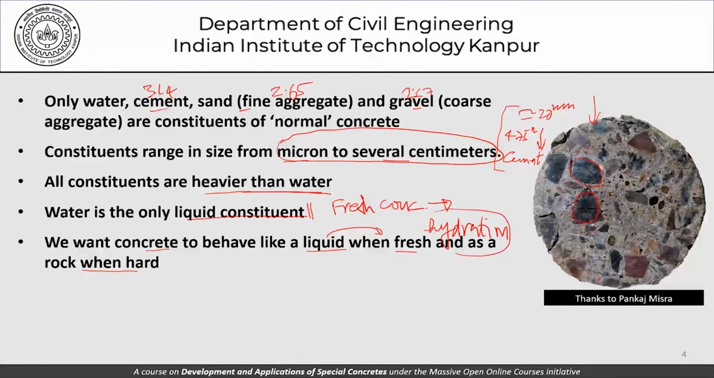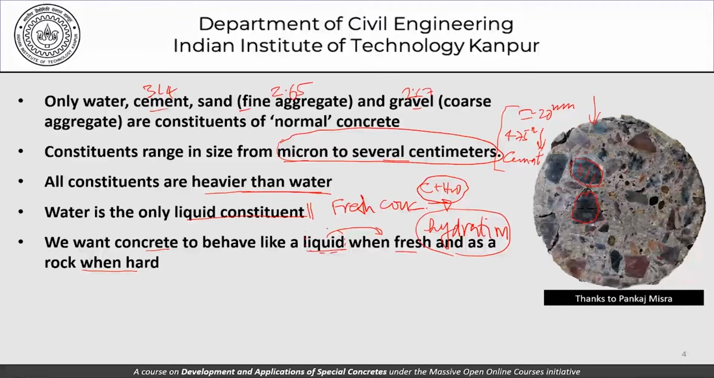No matter what special concrete we're talking about, in the fresh state we want some amount of fluidity. It depends on what kind of application you have in mind. If you want very stiff concrete, then you don't want very liquid or very flowing concrete. But in either case, the cement and the water are the only reactive components. The aggregates, whether coarse or fine, are only fillers, and they are there to provide the volume that is involved.